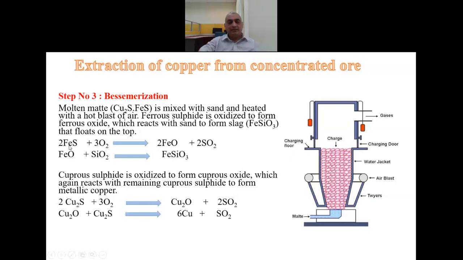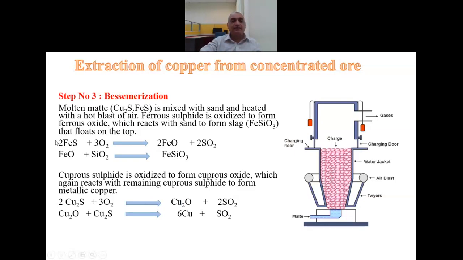You will see here the remaining iron sulfide, meaning the ferrous sulfide. The remaining particles we will remove here to make it more concentrated at this stage. So before moving to the next stage of the refining, here we will remove all the unwanted ferrous sulfide from the ore.